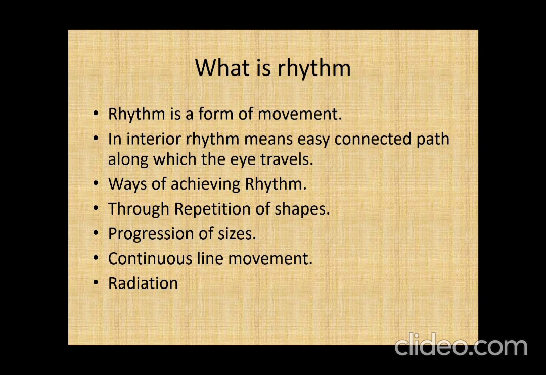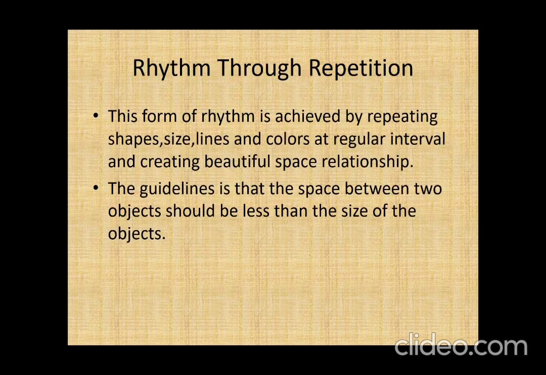Now we are going to see in what all ways we can achieve a rhythm. The different ways are: rhythm through repetition of shapes, rhythm through progression of sizes, or we can say gradation, rhythm through continuous line movement, rhythm through radiation, rhythm through opposition, and rhythm through transition. So first we are going to see one by one.